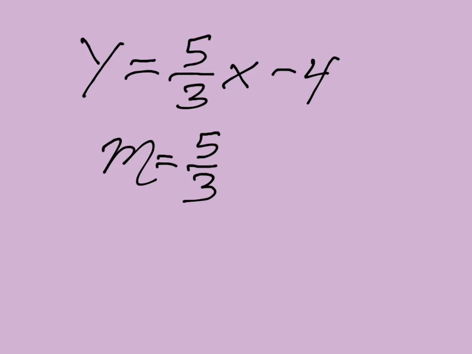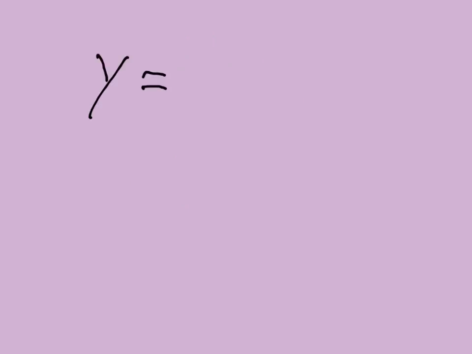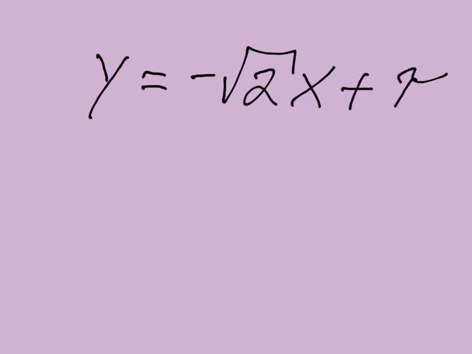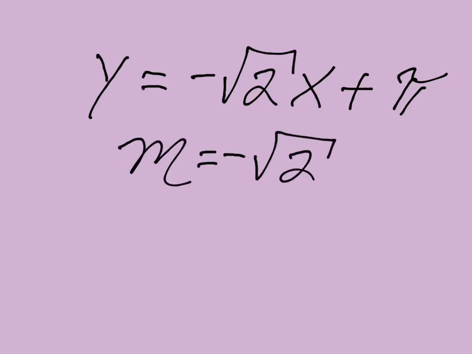Really that easy. If I have y equals negative square root of 2 x plus pi, well then the slope is equal to negative the square root of 2. It is really the coefficient of x when we have it in that form. It is that easy. Now there are a couple little, I don't want to say tricks, but little things that you should be aware of.